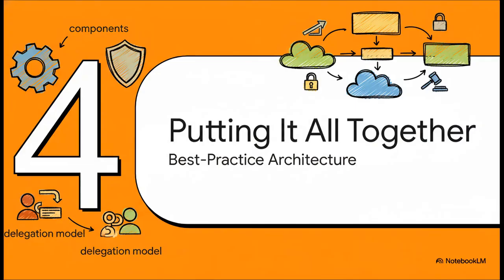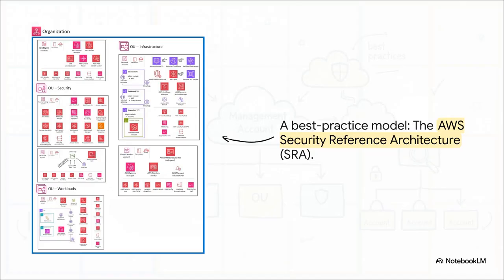Okay, we've covered the components, the policies, and the delegation model. We've got all the pieces on the table. So now, let's put it all together and see what a real-world, best practice architecture actually looks like. And here it is. This is the AWS Security Reference Architecture, or SRA. For the Solutions Architect exam, you need to get very comfortable with this diagram.